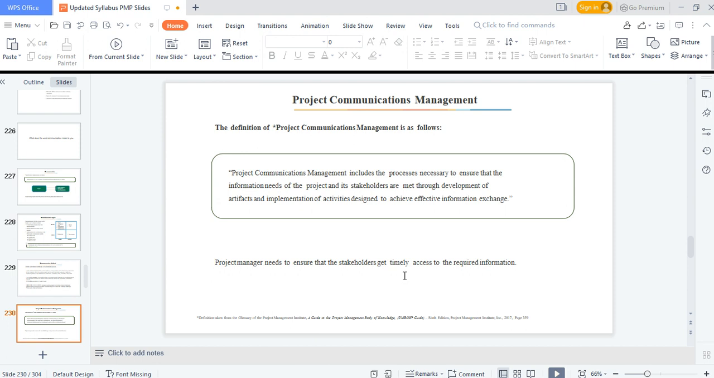In communication, we're trying to talk about effectiveness, right? We're trying to talk about delivery of the project. We're trying to talk about people understanding themselves. So if people don't understand themselves, you're going to have issues. So that's why project communication is an important aspect of project management. And as a project manager, you want to ensure that the stakeholders get timely access to the required information. People understand what is happening.